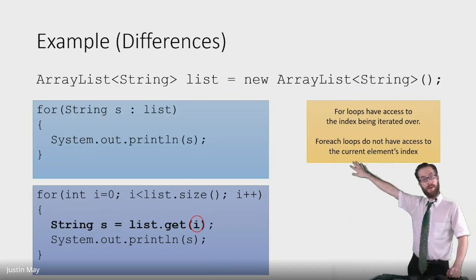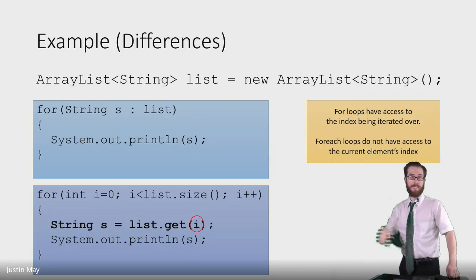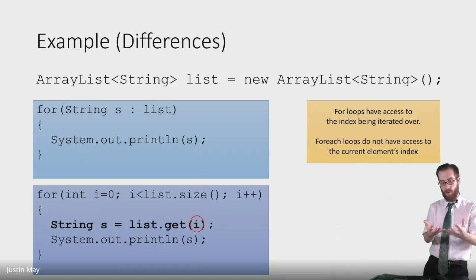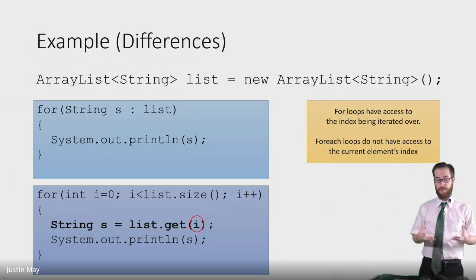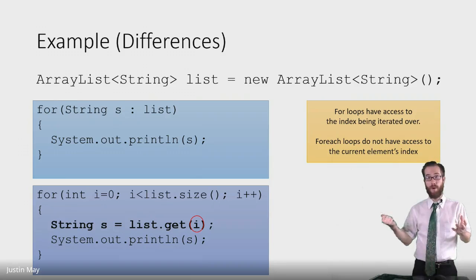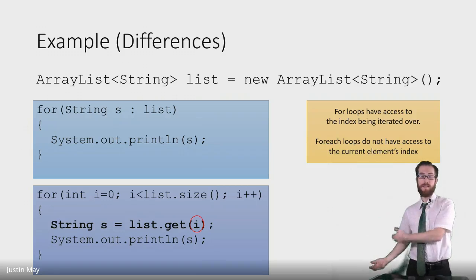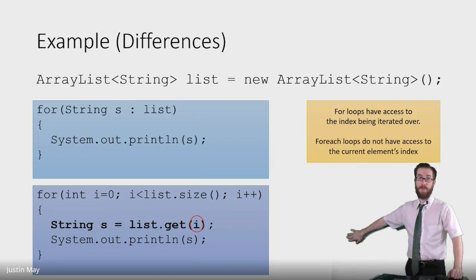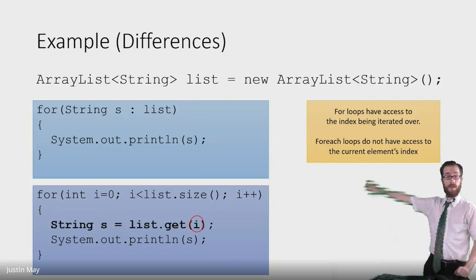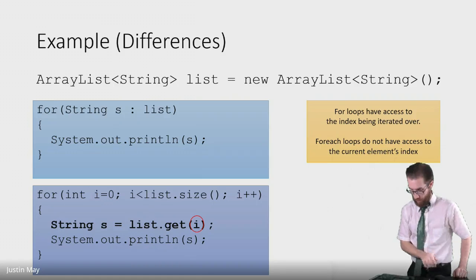So as you iterate over every element in the list, you know this is the element I'm iterating over, and I'm going to do something with it. In the for loop, you know both this is the element and this is the index where I found it. And sometimes it's important to know where that element is in the list. If that's the case, then you need to use a regular for loop. If you don't care about location, then you can use a for each loop for that problem.